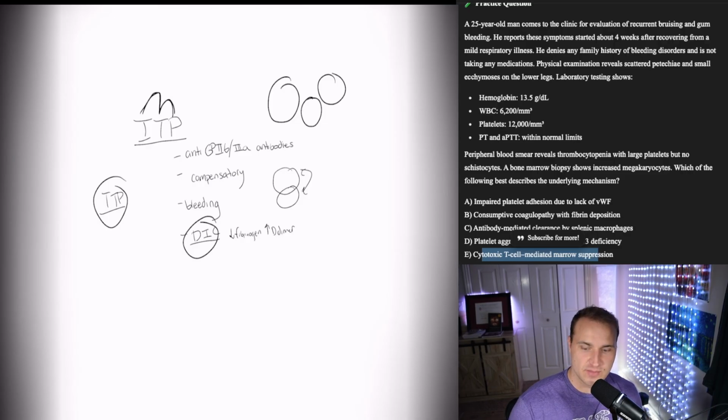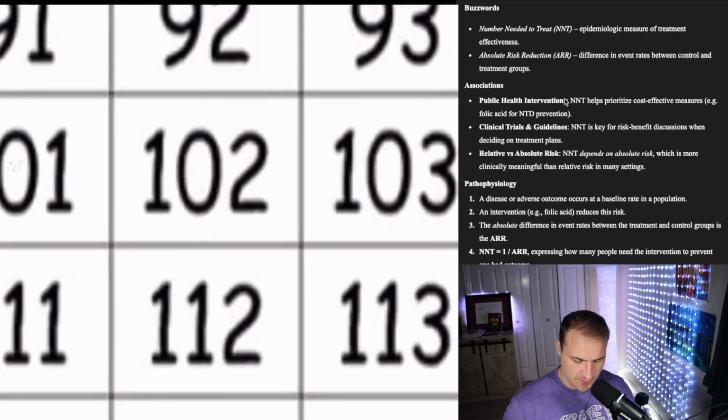And you will see antiplatelet antibodies. They might ask about that in another question. This is commonly after a viral illness of some sort or with autoimmune diseases, like adults might have lupus. Also HIV and hepatitis C can trigger it. Okay, that was 101. Now we're going to go on to 102.